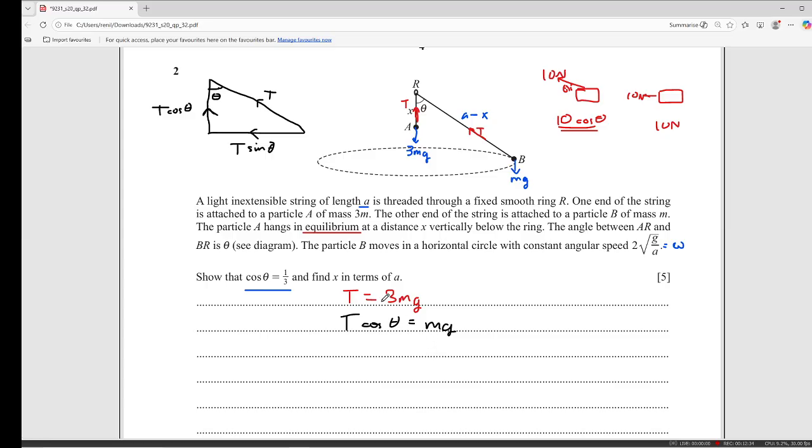Now, what do I know? T equals 3mg, and I told you tension remains the same all throughout. It's simply the effect that changes. So 3mg cos theta equals mg.